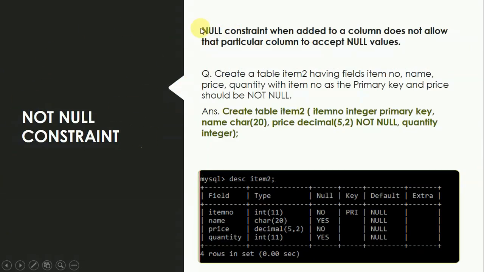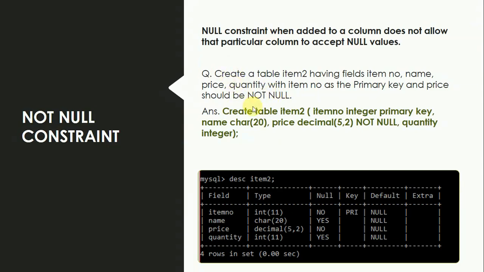Not null constraint. Not null constraint, when added to a column, does not allow that particular column to accept null values. So when we say not null, we cannot give null values to that particular column. So suppose the question is: create a table item 2 having fields item number, name, price, quantity with item number as the primary key, and price should be not null.